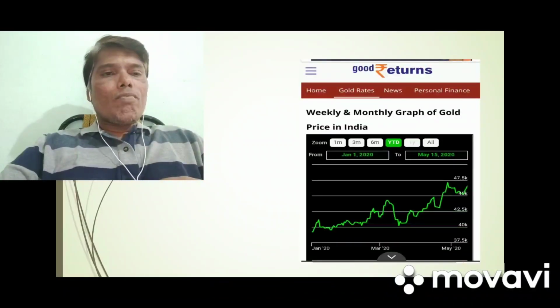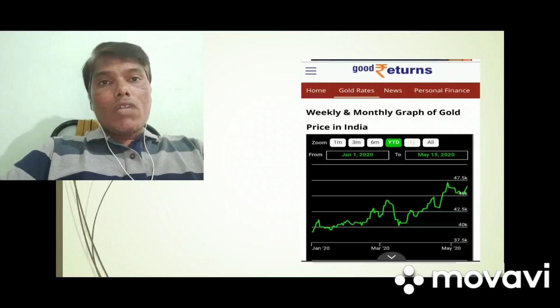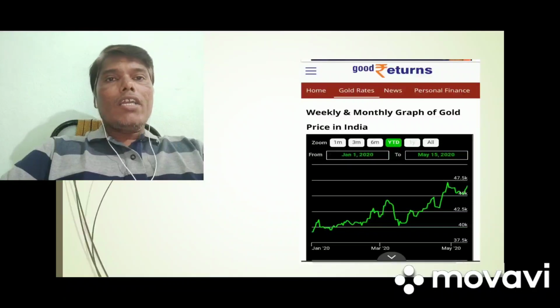What do you observe on the screen? The graph shows the variation of gold rates in India from January 1st to May 15 of this year, 2020. From the graph it is clear that at the beginning of the month of January, the gold rate is below 40,000. Now the gold rate has risen up to 47,500 in the month of May. So clearly you can observe the change. That is, the gold rates are not fixed. They can take any value.